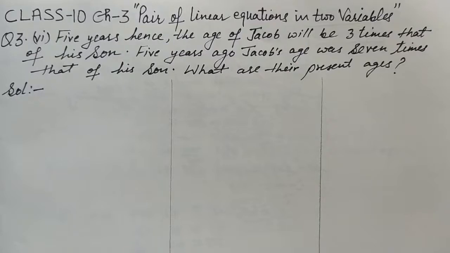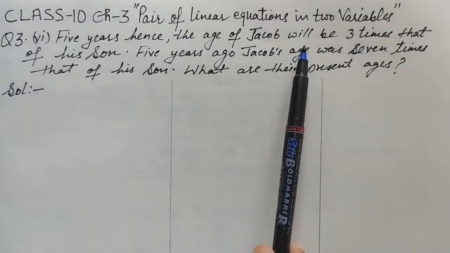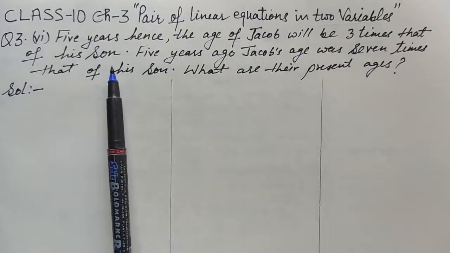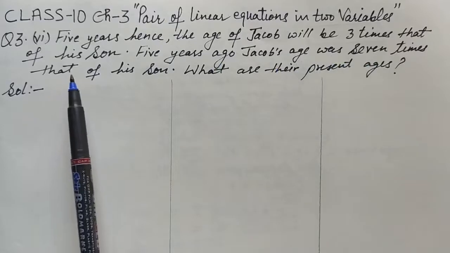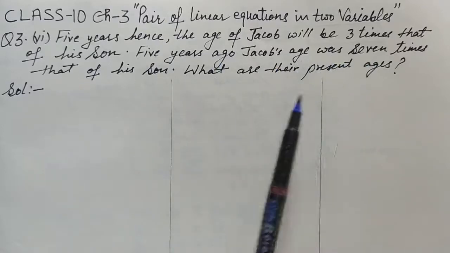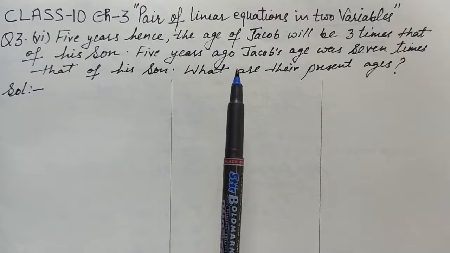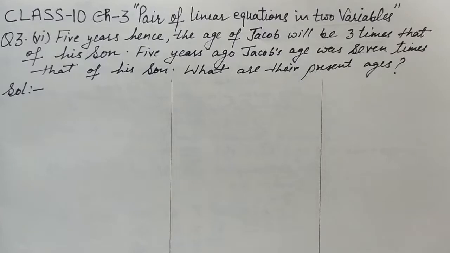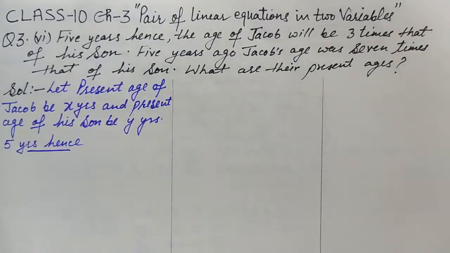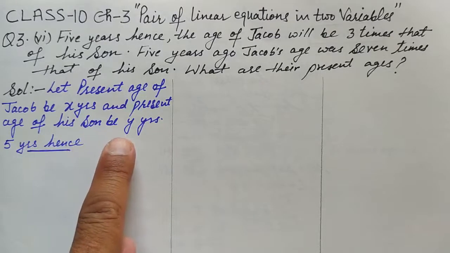Let's solve this question. The question is: 5 years hence the age of Jacob will be 3 times that of his son. 5 years ago, Jacob's age was 7 times that of his son. What are their present ages? So in this type of question, the first step is to assume their ages. Suppose the present age of Jacob is x years and the present age of his son is y years.